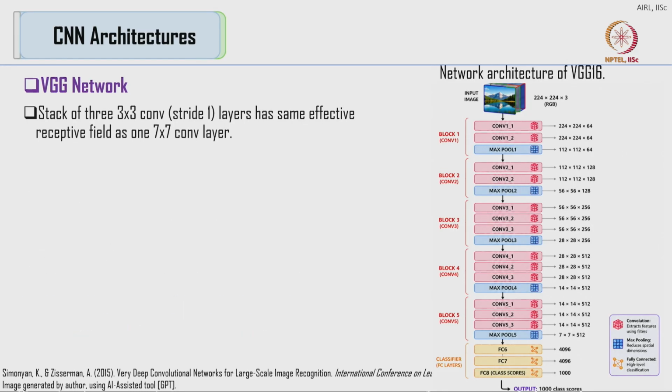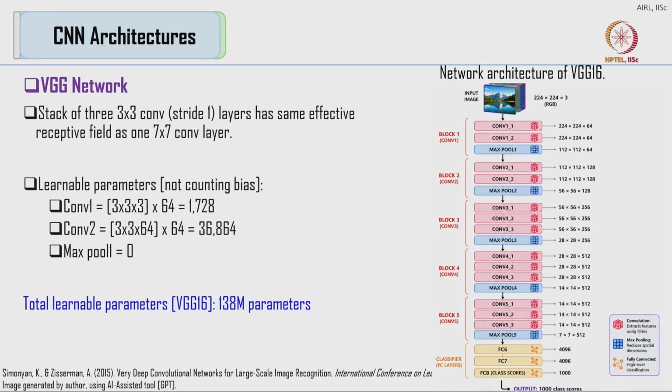Okay. Now, let us look at the learnable parameters, but let us not count the bias for simplicity. The number of learnable parameters in conv1 is given as 3 into 3 into 3 into 64, which is 1728. Now, let us look at the learnable parameters in conv1_2, which is written as conv2 here, which is 3 into 3 into 64 into 64, which is 36,864.